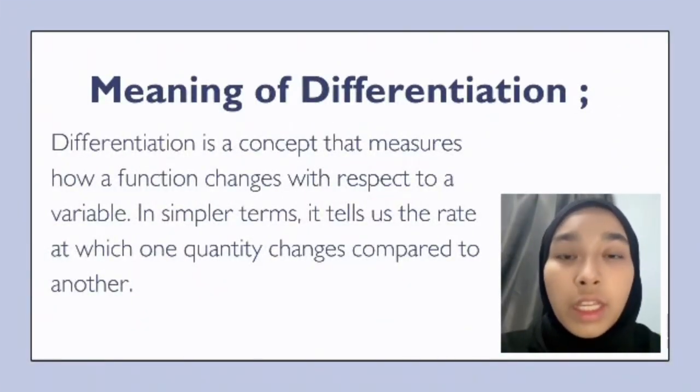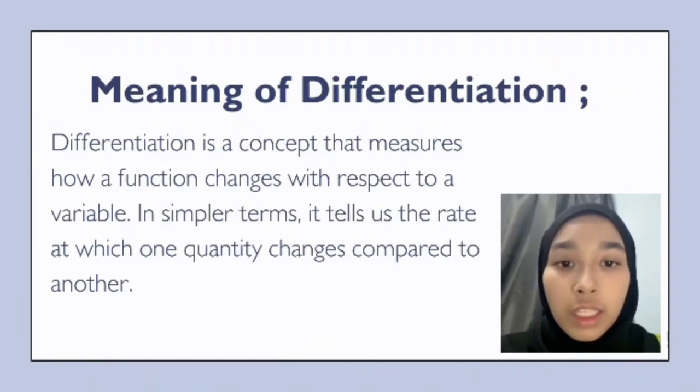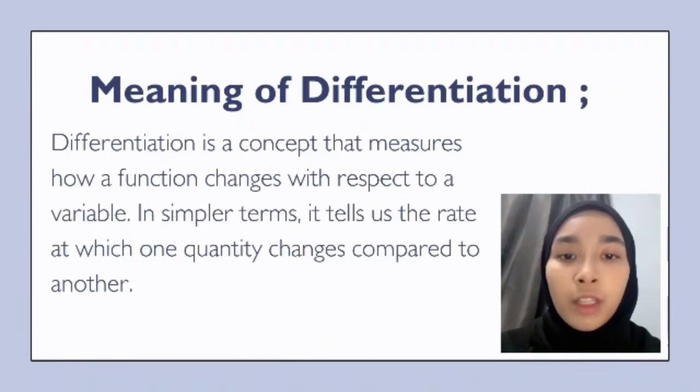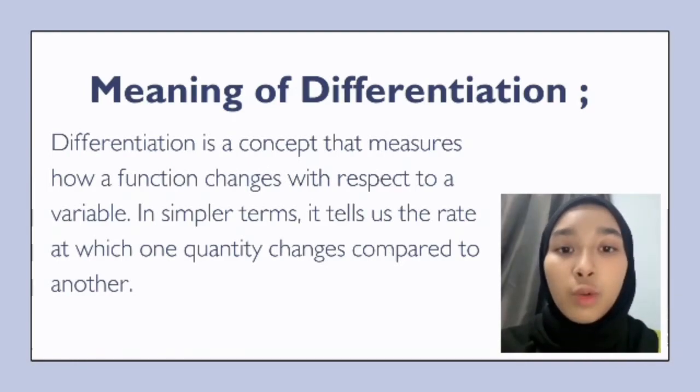Now, I would like to explain the meaning of differentiation and the technique used in differentiation. First, differentiation is a concept that measures how a function changes with respect to a variable. In simple terms, it tells us the rate at which one quantity changes compared to another. In geometry, differentiation also represents the slope or gradient of a tangent line to a curve at a certain point.